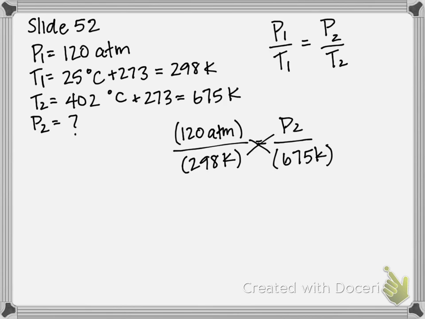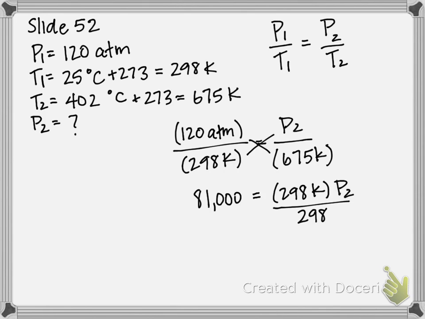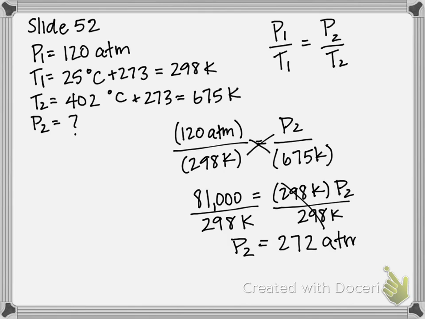and we're going to have 120 times 675, which should give us 81,000, is equal to 298 Kelvin times P2. Now if I divide both sides by 298, I get that P2 is equal to 272 atmospheres. Now, if you're following along on the PowerPoint, I think they have 270 atmospheres. That's because they rounded a little differently than I did.